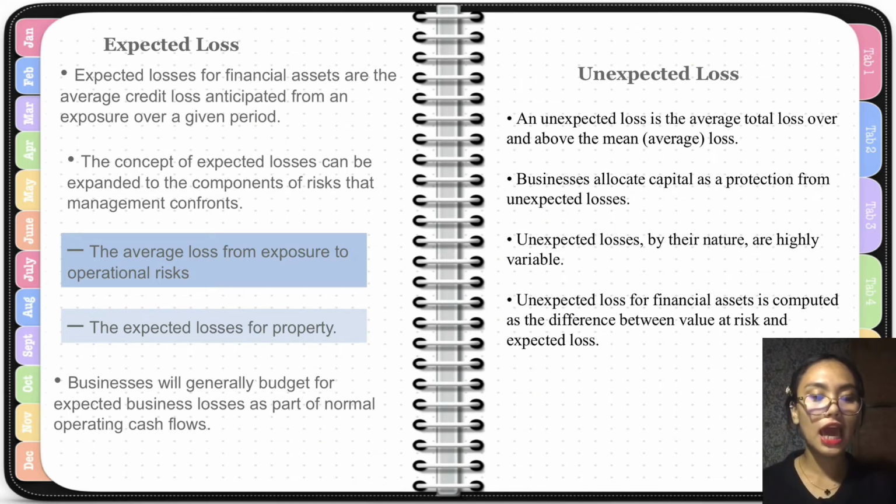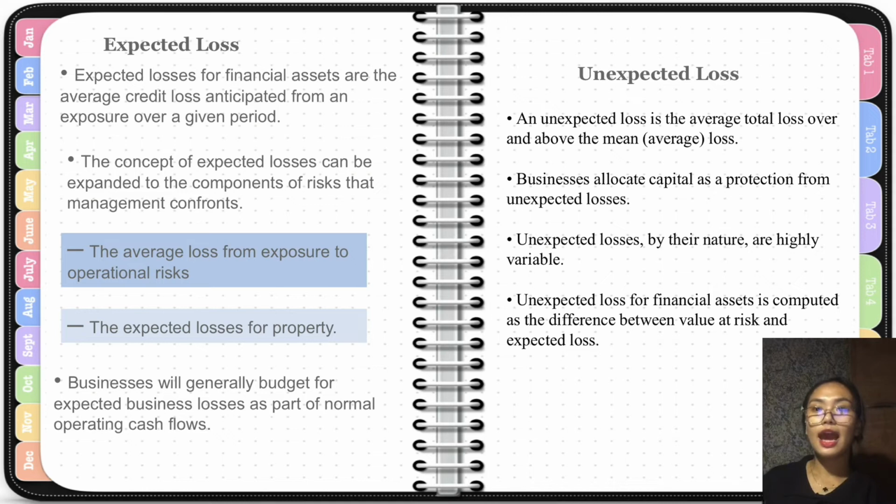One is the average loss from the exposure to operational risk, for example, the sum of the predicted loss from fraud, hiring practices, or the process of management. Number two is the expected losses for the property. As part of the normal operating cash flow, a business will typically have a predicted company loss.